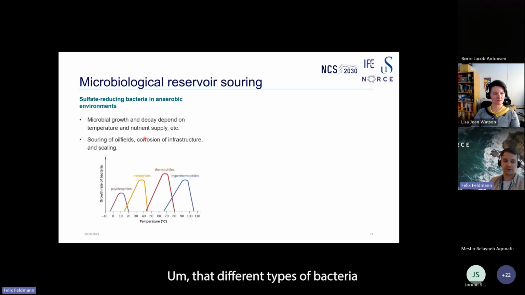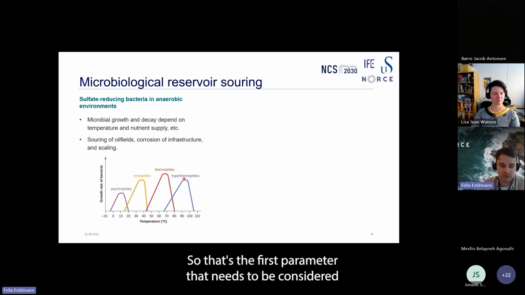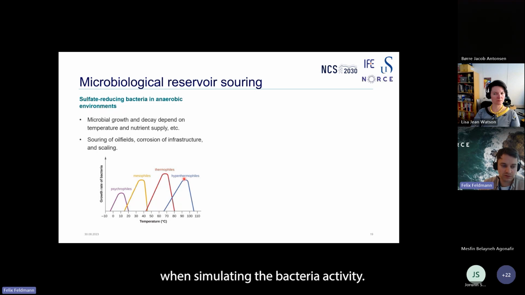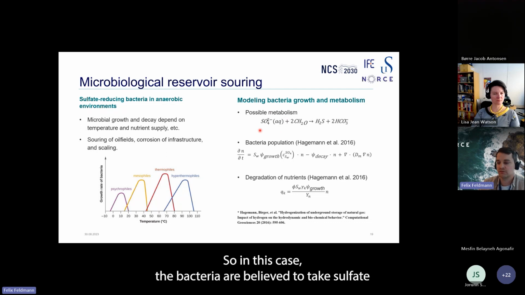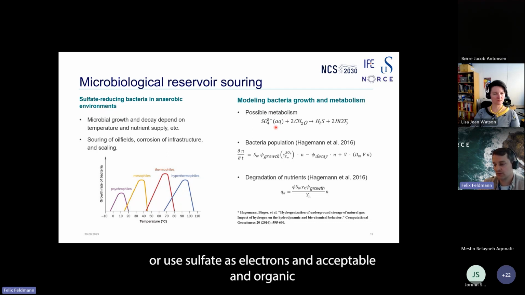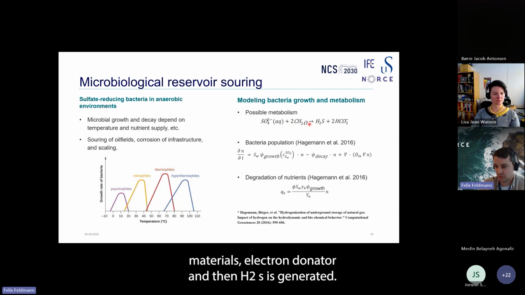There are different types of bacteria. Depending on the type, the population will peak as a function of temperature, up to 100 degrees Celsius. So that's the first parameter that needs to be considered when simulating the bacteria activity. And then we have the metabolism. In this case, the bacteria are believed to use sulfate as electron acceptor and organic material as electron donor, and then H2S is generated.